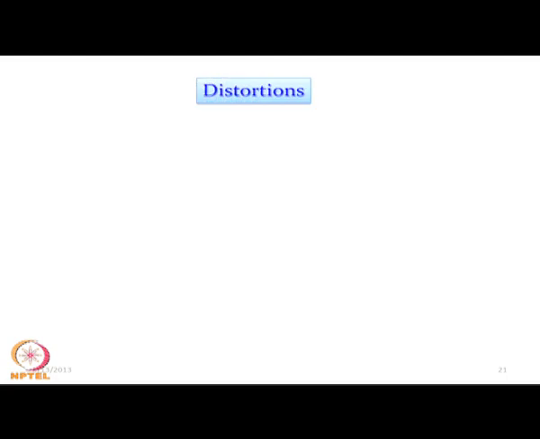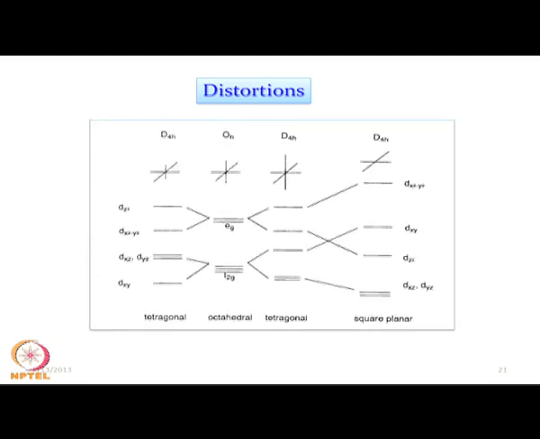Now, we move on to the different types of distortions that we can have from a regular geometry. So, we will see that for octahedral geometry, all the ML bonds are the same. When all the ML bonds are the same, we have the regular geometry related to the typical octahedral geometry, with the t2g and eg levels, and it is octahedral in size and shape.